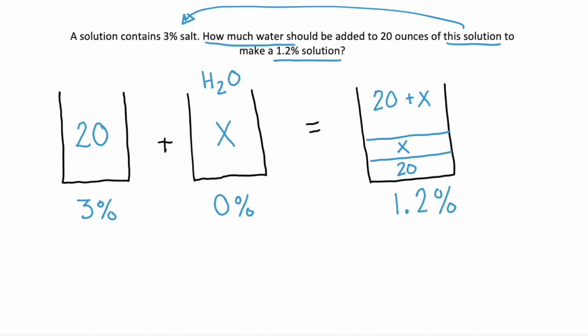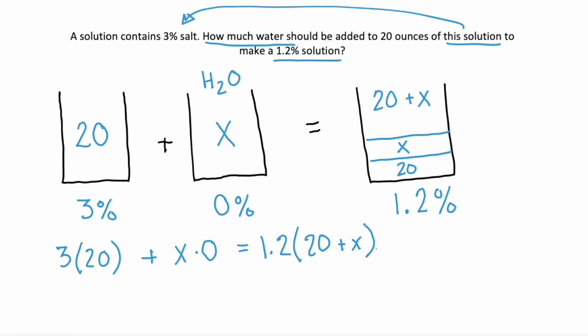Now, these buckets all give us an equation. We have 3% at 20 ounces, so 3 times 20, or 20 ounces of 3%. Remember, of means multiply. And we have x ounces of 0%, and we have 20 plus x ounces of 1.2%.